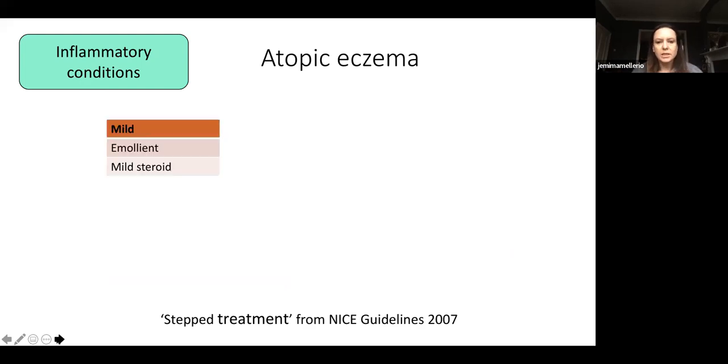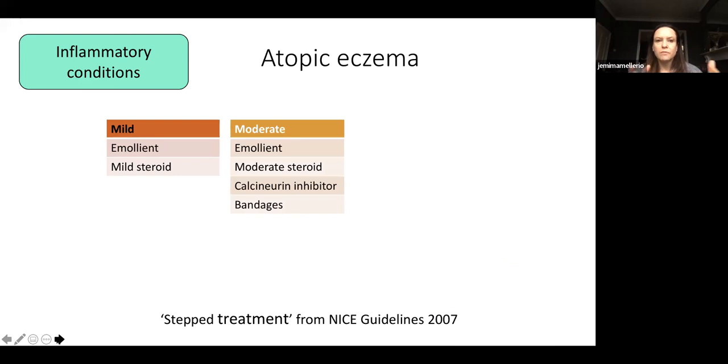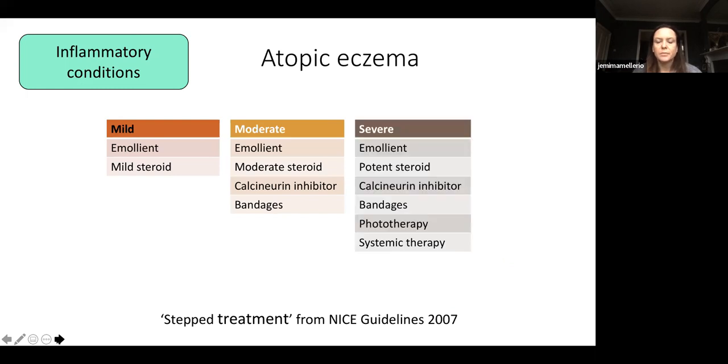So what we tend to do is stepped treatment. For mild eczema, we would think about an emollient and a mild topical steroid. For more involved eczema, you would add to your emollient a moderate steroid, perhaps a calcineurin inhibitor. Sometimes we use therapy with bandages just to intensify the treatment. For more severe disease, your emollient is there, that's basic, plus a potent topical steroid, a calcineurin inhibitor, and you might use bandages. But in the minority of children who have more severe involvement, you would perhaps think about phototherapy or systemic therapy with something like methotrexate, for example.